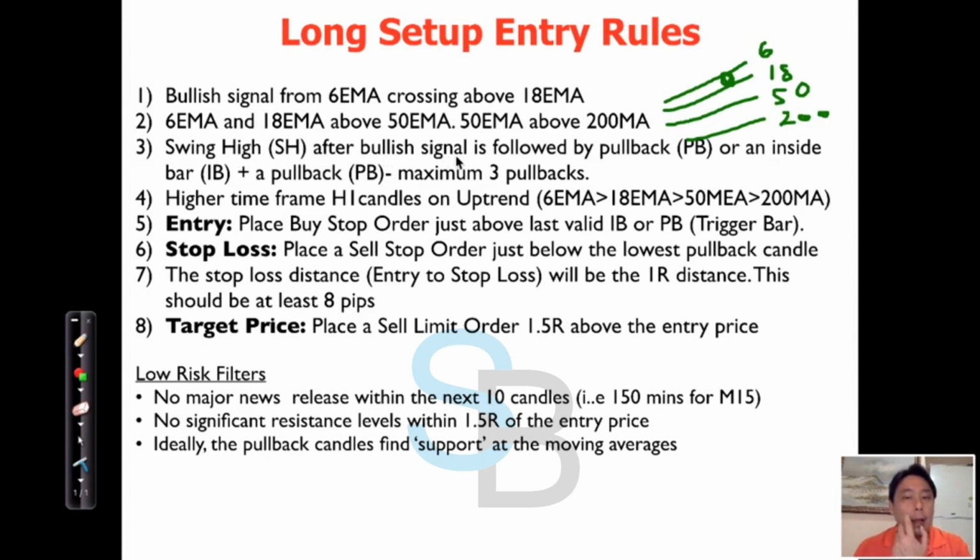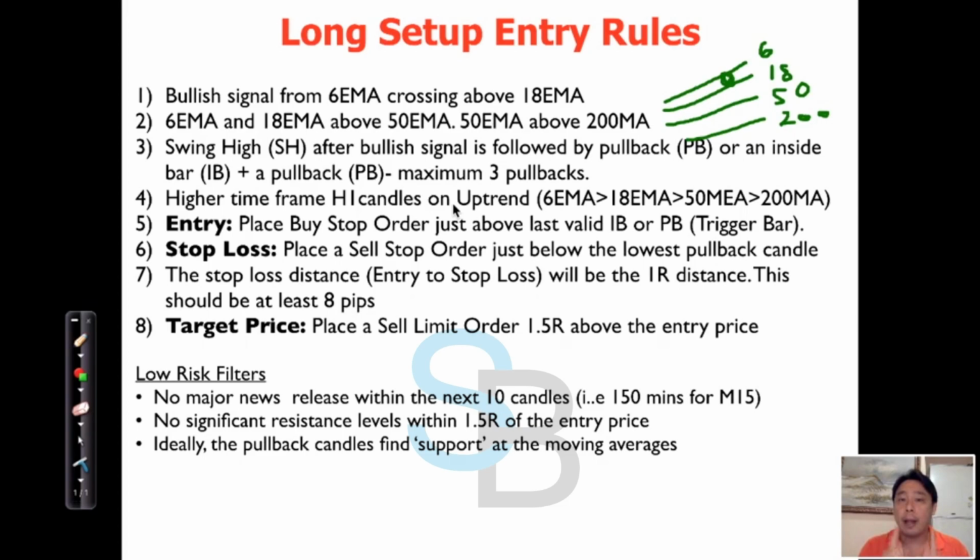Now, right at the signal cross, the swing high must appear right at or after the bullish signal, and must be followed by a pullback or inside bar. Remember, maximum of 3 pullbacks. Once we have that set up, we have to check the higher time frame. Recall that we are looking at the 15-minute candles.